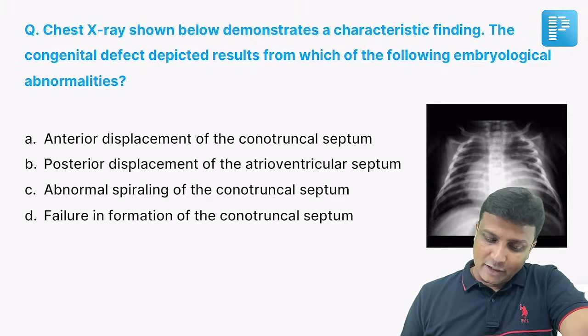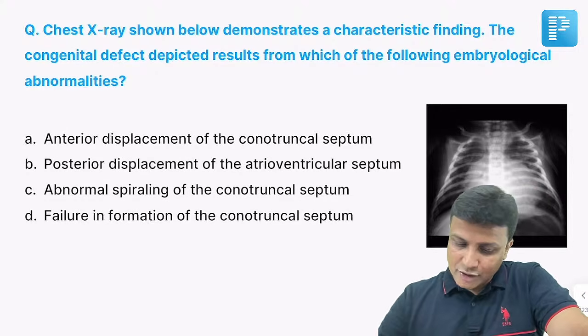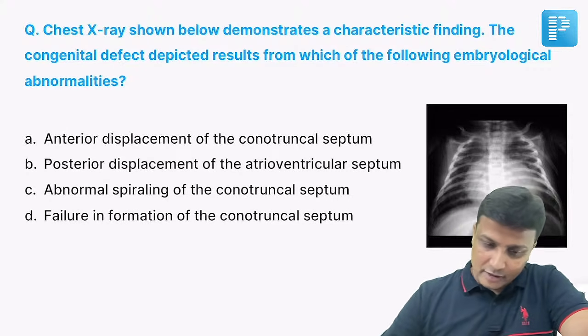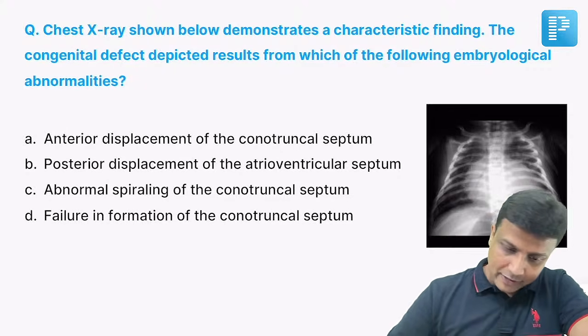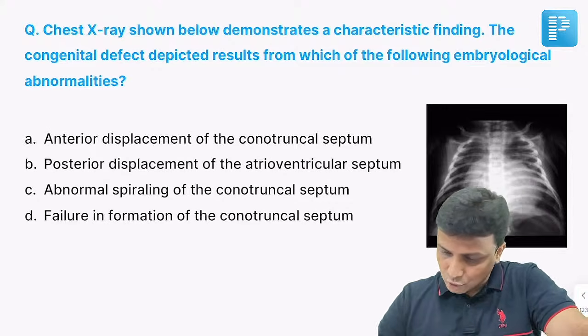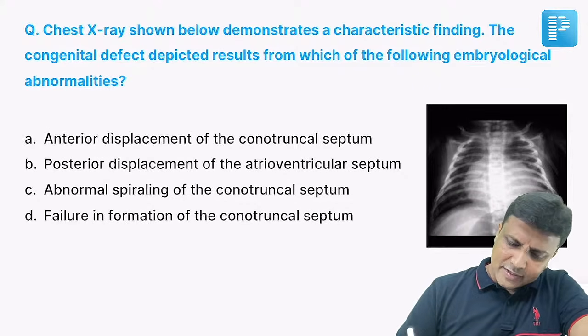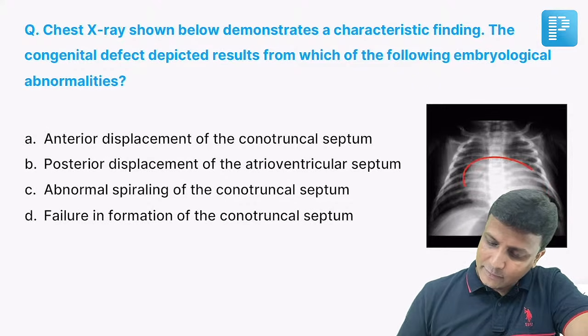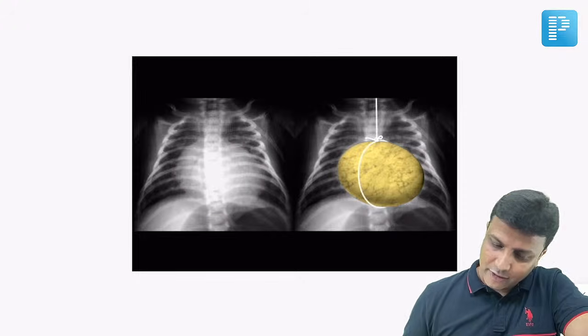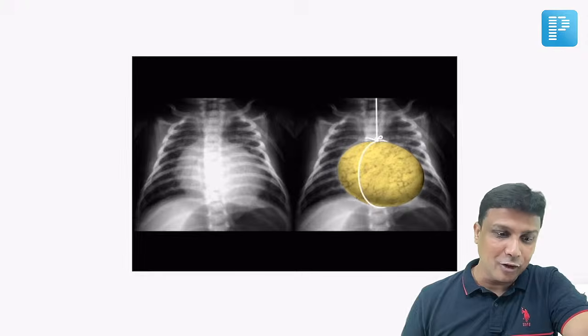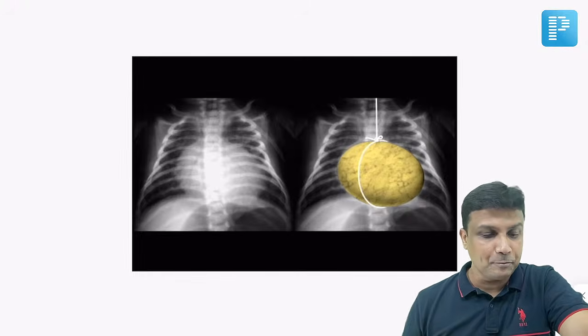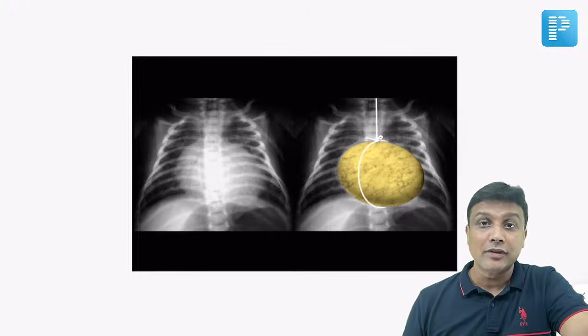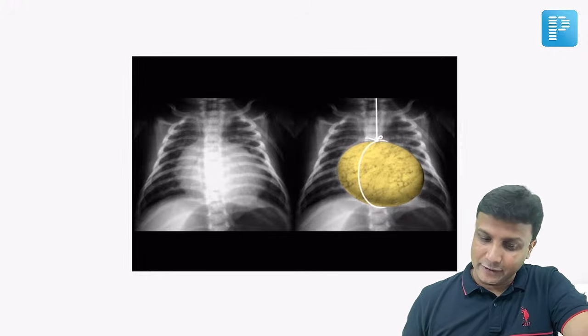The chest x-ray which is shown below demonstrates a characteristic finding. The congenital defect depicted results from which of the following abnormalities? Embryological abnormalities. Okay. What is this representing here? This is actually representing the egg on string. Egg on string. I hope you have learned about this one in radiology. It is called egg on string, okay?